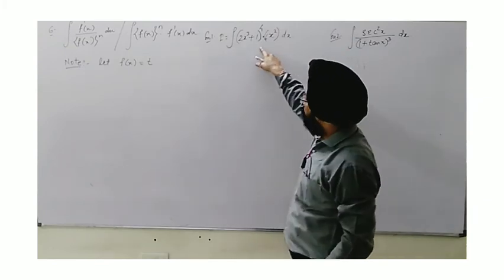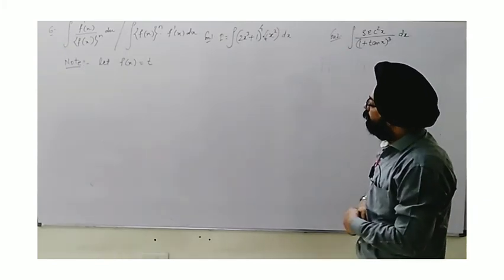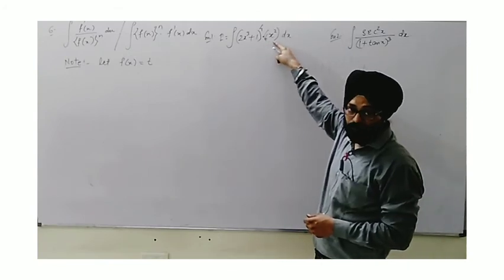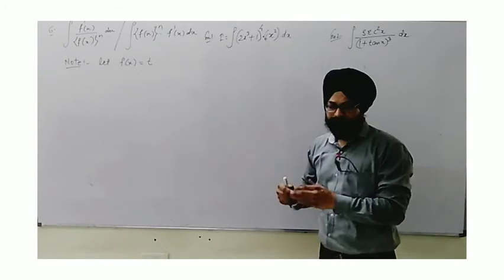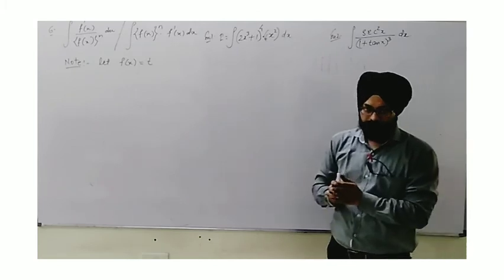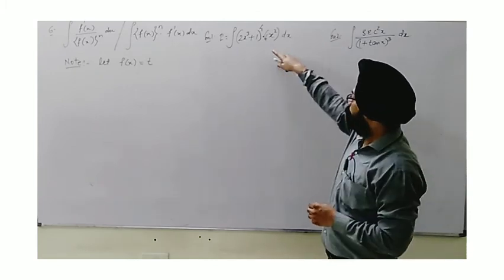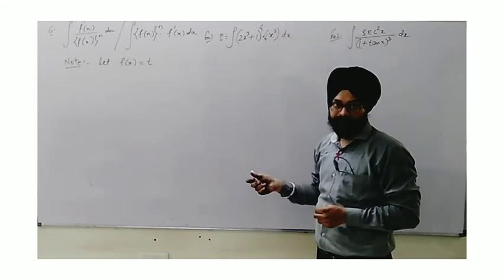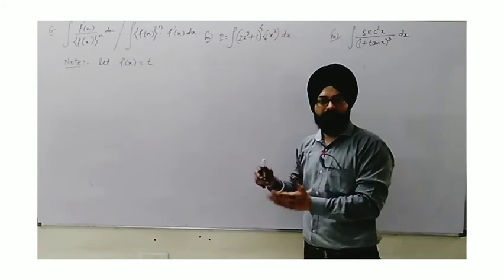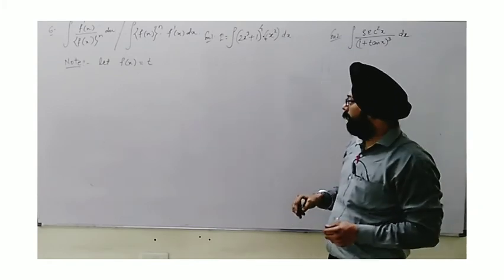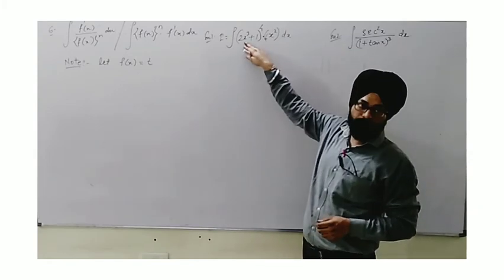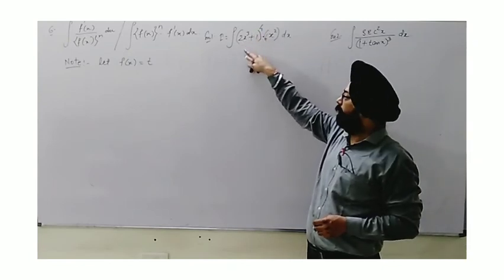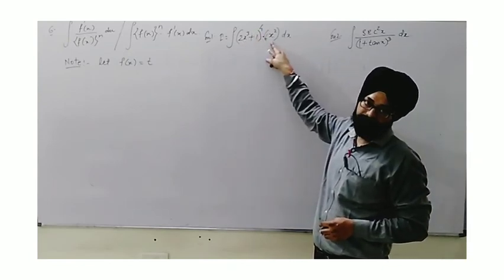Now this example number 1, based on these patterns, is based on the second one. Here we see (2x cube plus 1) raised to the power 4 multiplied by 6x square dx. If I think of different methods, as a student also surely would, we cannot expand this raised to the power 4. It is not convenient. So for sure there may be some other method. We will think of another method.